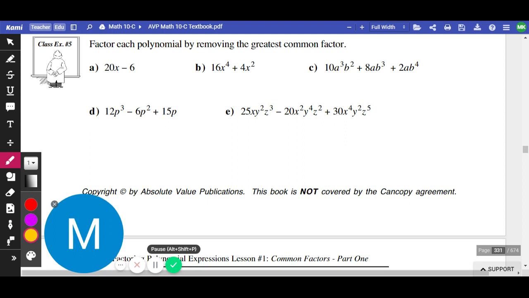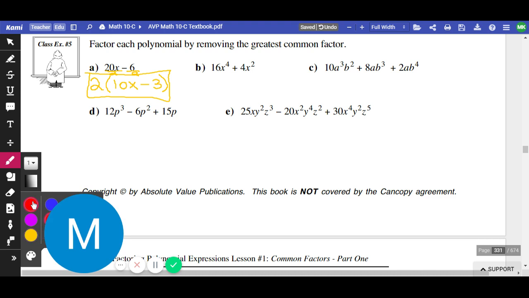Oh, lost one marker. First guy. You looked at 20x minus 6. The biggest number that can go into both of those would be 2. When you divide each thing by 2, so divide by 2, divide by 2, that gives me my leftover. 20 divided by 2 is 10. X didn't divide by any x's, so it's still x. Then negative 6 divided by 2 is negative 3. That would have been my factored answer. Okay, so when I'm looking for an answer, that would be it. That's factored.